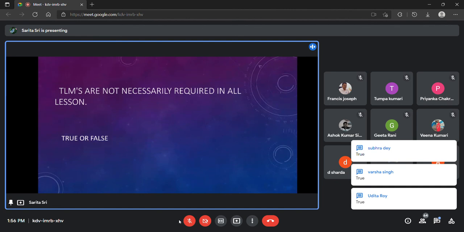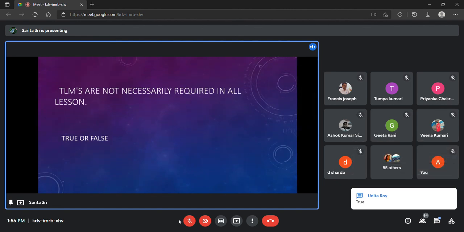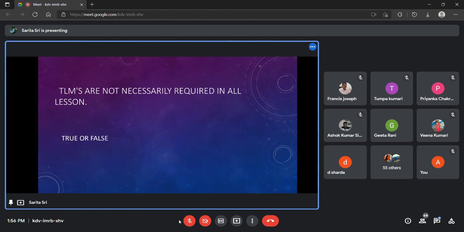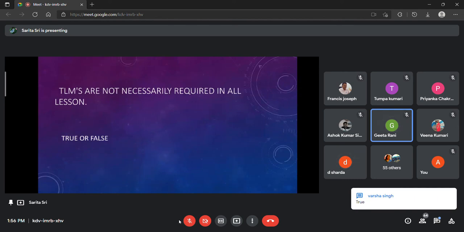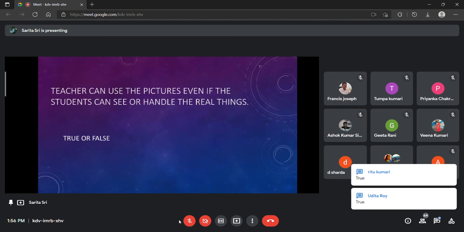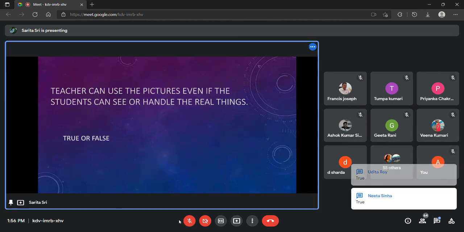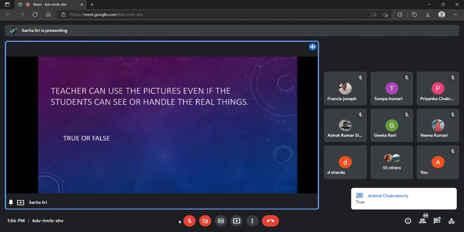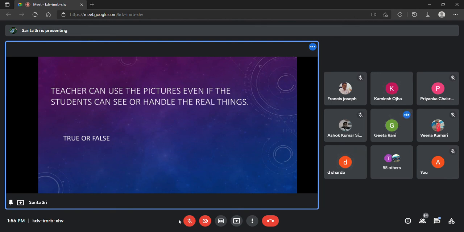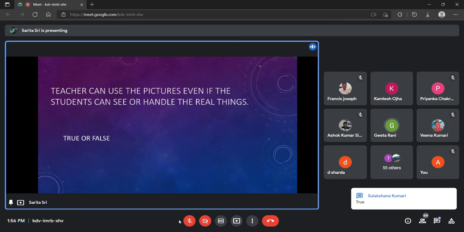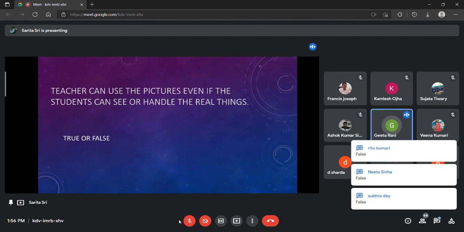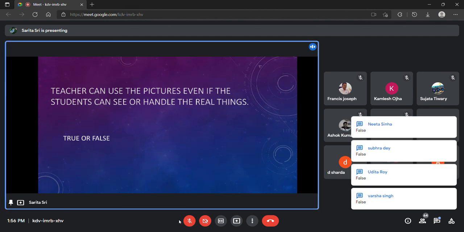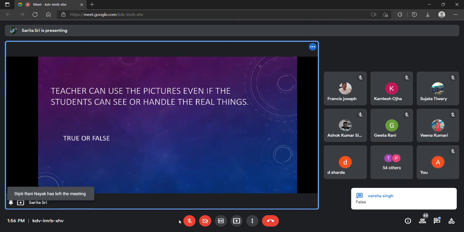TLMs are not necessarily required in all lessons. True or false? True, yes. Thank you. It is also true. Teachers can use the pictures even if the students can see or handle the real things. Is it true or false? False. You need not use the pictures when the students can see or handle the real things. Okay. So it is false.